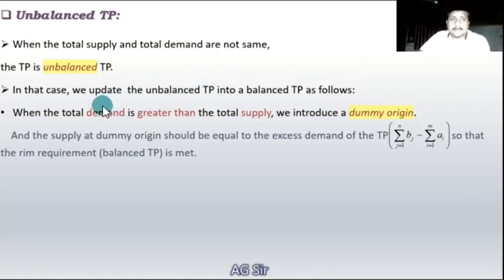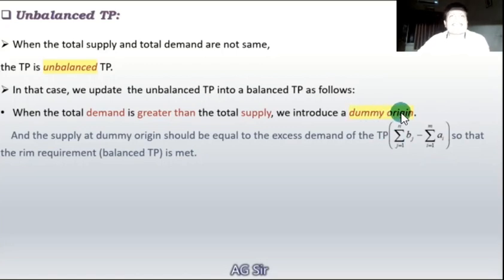Either your demand is greater than your supply. When the total demand is greater than total supply, we introduce a dummy origin. Now, if you introduce an origin, this origin must have some supply. What is the supply of the dummy origin? You assign the excess in rim requirement to that dummy origin.